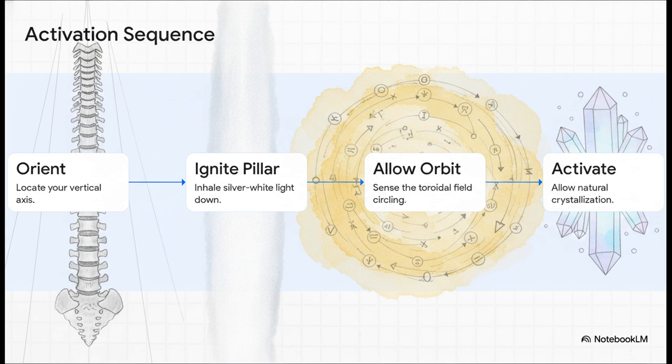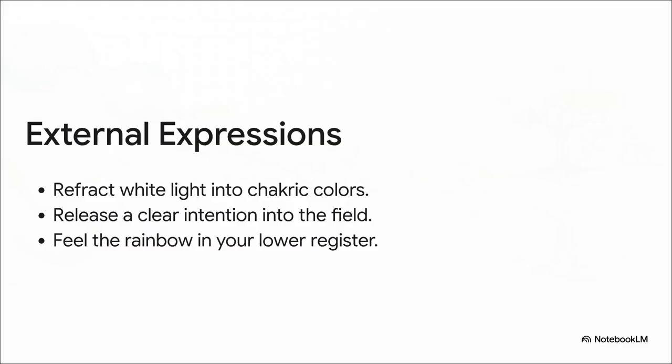grabbing onto them. Finally, step 4, activate the surface. Just do a quick body scan, and wherever you feel resistance, just mentally tell yourself, I allow this to become structure, letting that natural crystallization happen. Let's move along and see how this internal alignment actually builds into a full external practice.